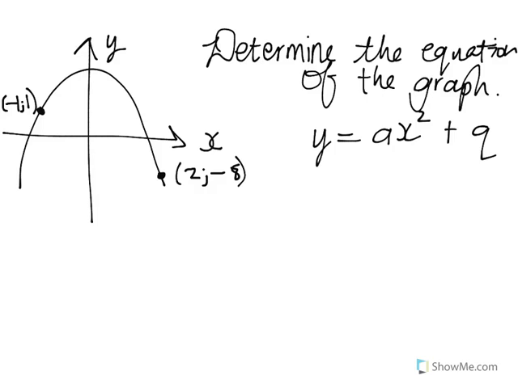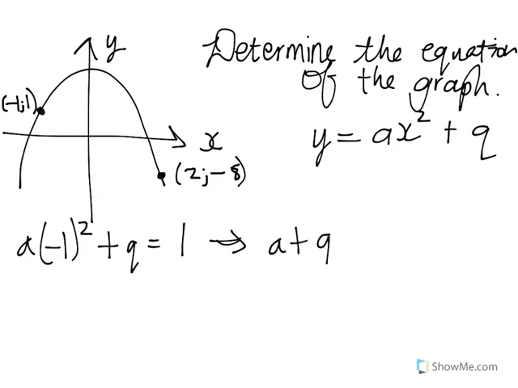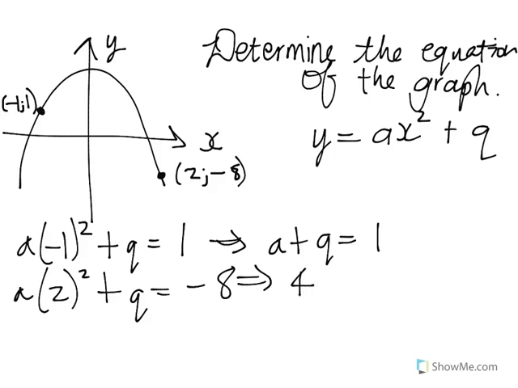When my input is -1, the output is 1, and we can simplify that. So that ends up being a plus q is equal to 1, and when my input is 2, my output is -8, and that simplifies to 4a plus q is equal to -8. So there are my two equations.